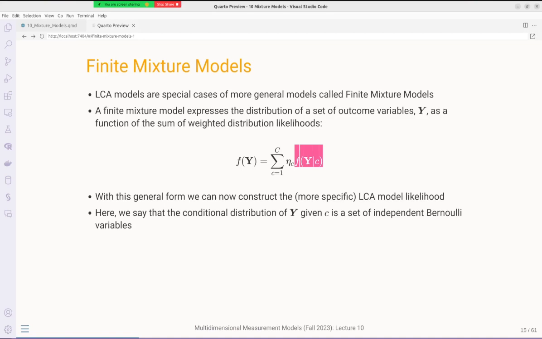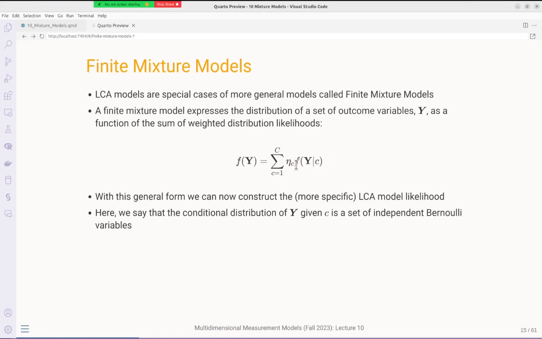So is it mixture because we are combining people and classes? It's because for a person, we're saying the data that we observe is a mixture of distributions they may have come from. So we are combining class-specific distributions, mixing them together, if you will. Awesome. Thank you.